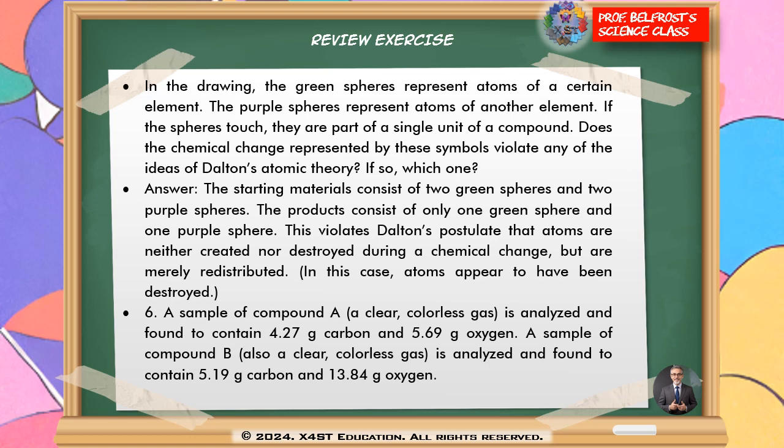Number six: a sample of compound A, a clear colorless gas, is analyzed and found to contain 4.27 grams of carbon and 5.69 grams of oxygen. And a sample of compound B, also a clear colorless gas, is analyzed and found to contain 5.19 grams of carbon and 3.84 grams of oxygen.